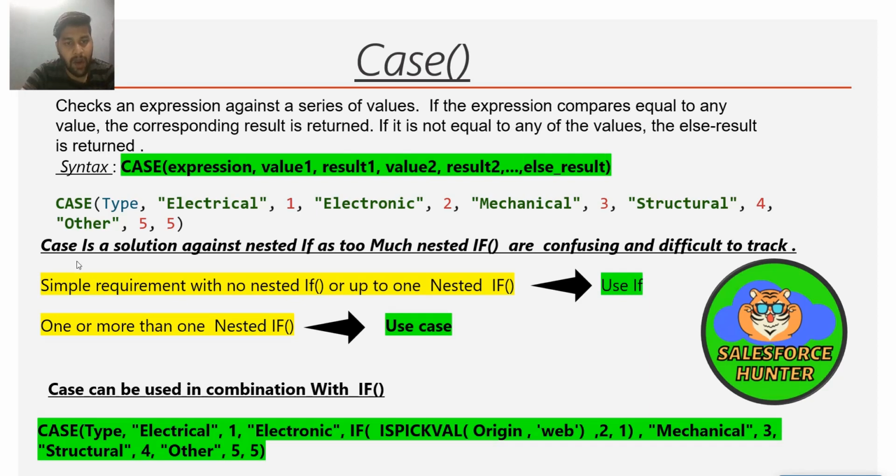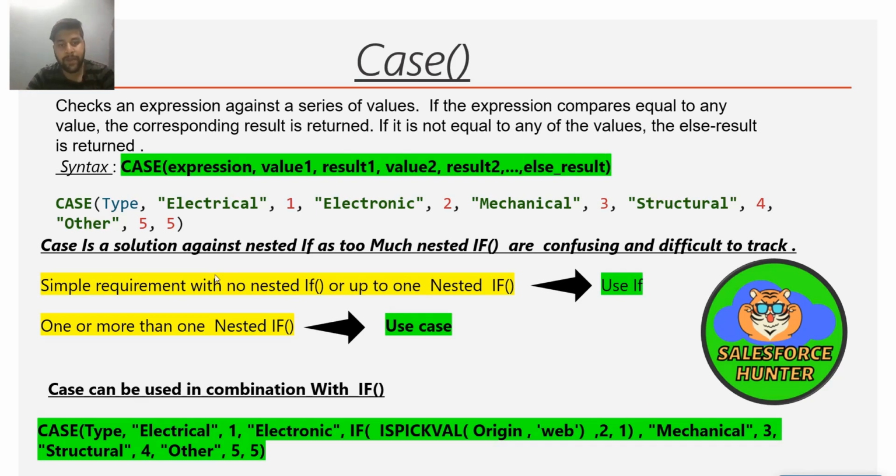Okay, so CASE is a solution against nested IF, as too many nested IFs are confusing and difficult to track. You could agree on that. Suppose we are designing an IF function and we put so many IFs inside it. It would be difficult to track the values and to follow along the formula when coming back to it and checking where the error is coming from. We would not be able to find the error if we face one when designing the formula using nested IF. So CASE is a better solution against nested IF.